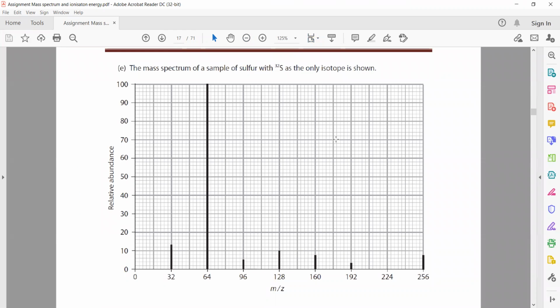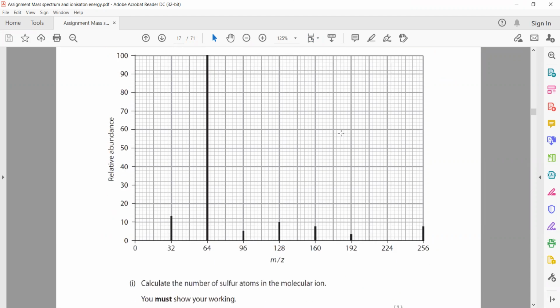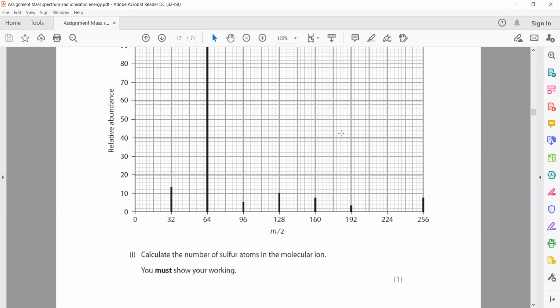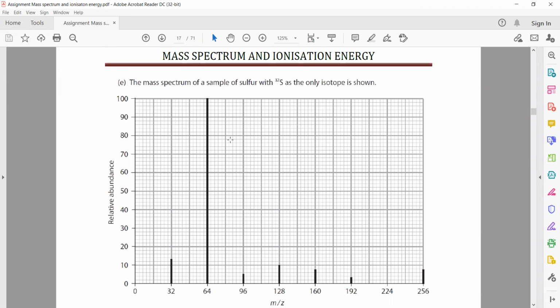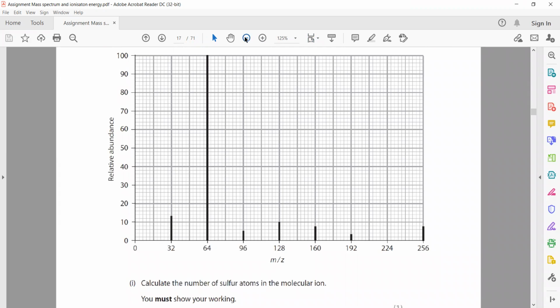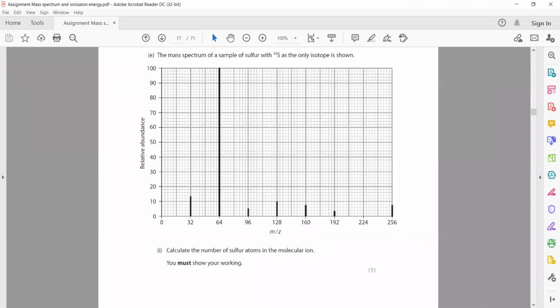The mass spectrum of a sample of sulfur with 32 as the only isotope is shown. Calculate the number of sulfur atoms in the molecular ion. You must show your working. So how we can work out the number of sulfur atoms in a molecular ion, and it's only 1 mark.